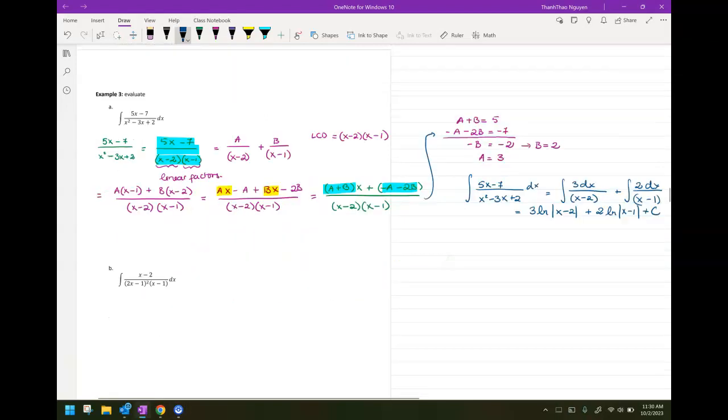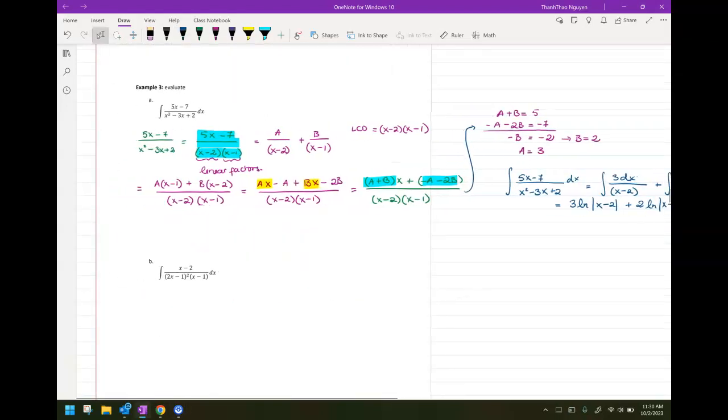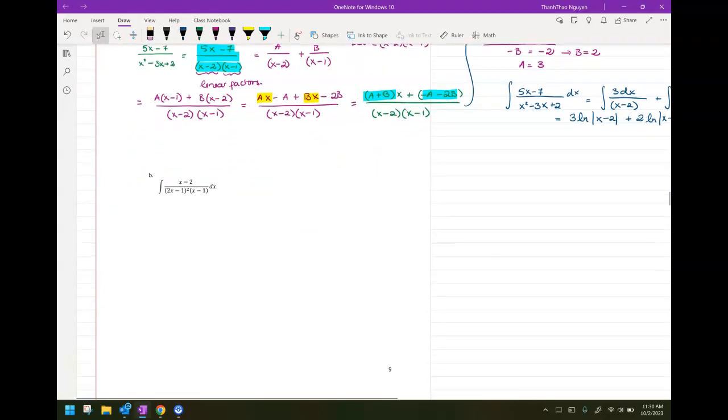Let's take a look at the next problem where we have an exponent in the denominator and 2x minus 1 is a linear term. I then will rewrite this as a over 2x minus 1 plus b over 2x minus 1 squared plus c over x minus 1.